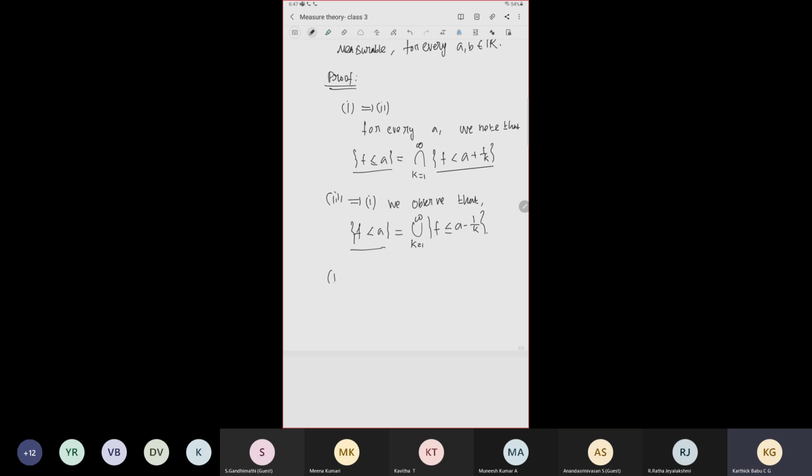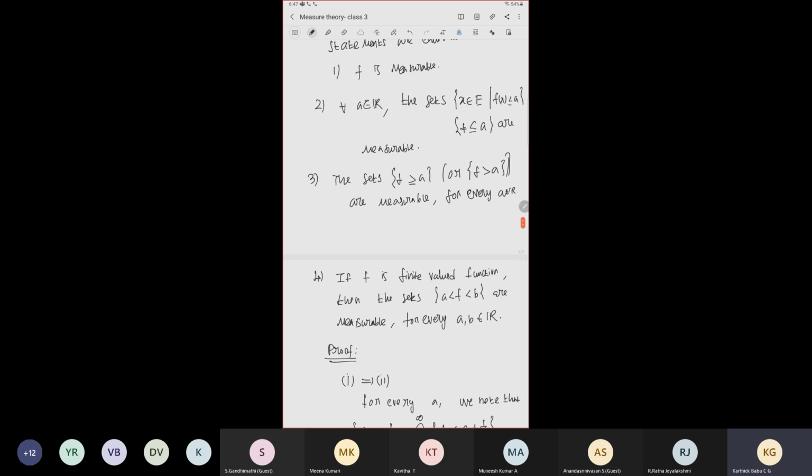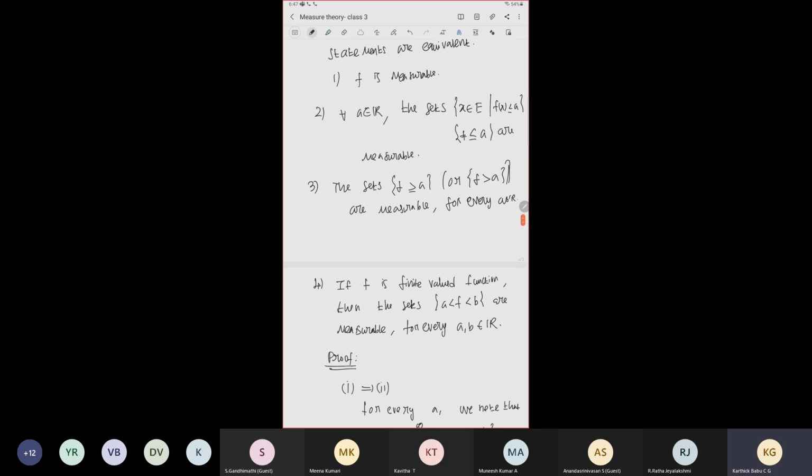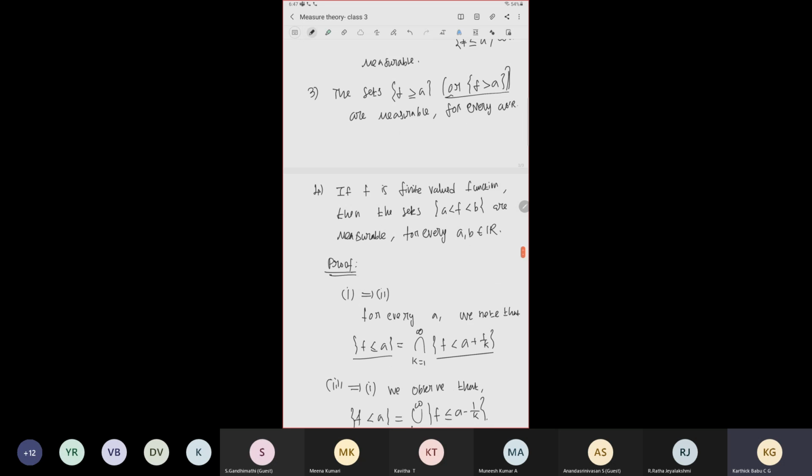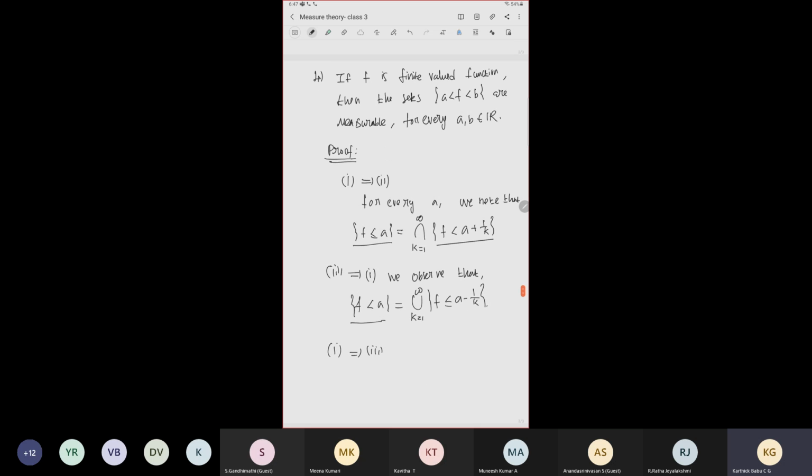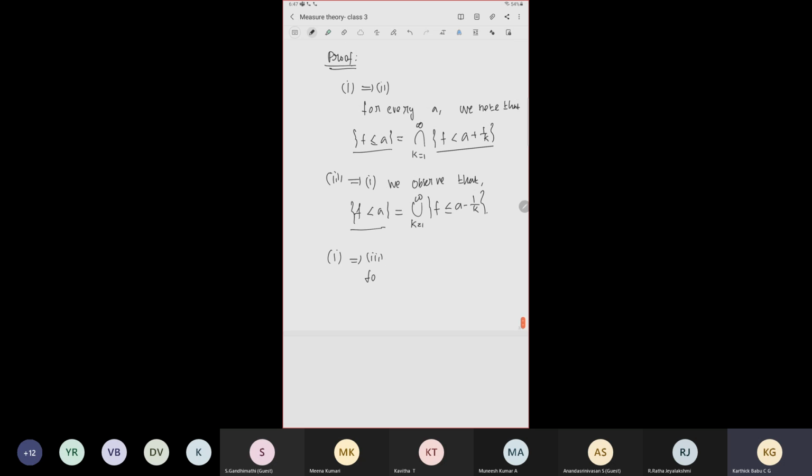So now we want to show either 1 implies 3 or 2 implies 3. That is enough. But you see, if we take the complement of the first set, then we will get this one. If we use F is measurable, then if we take the complement of F less than A, we get the complement of that set, F bigger than or equal to A. We know that the complement of a measurable set is measurable. So we are assuming the measurability of that set, so the complement is also measurable. So both directions follow from the complement.